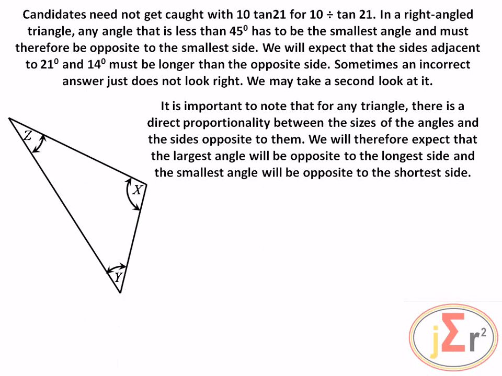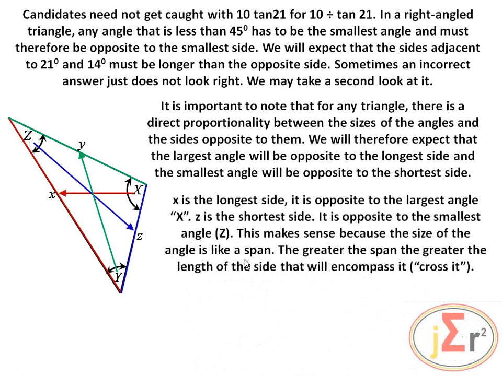So there we have a scalene triangle, and we have labeled y the side opposite to it, x the side opposite to it, Z, the side opposite to that angle Z. X is the longest side. It is opposite to the largest angle, which is the angle capital X. Z is the shortest side. It is opposite to the smallest angle, which is capital Z.